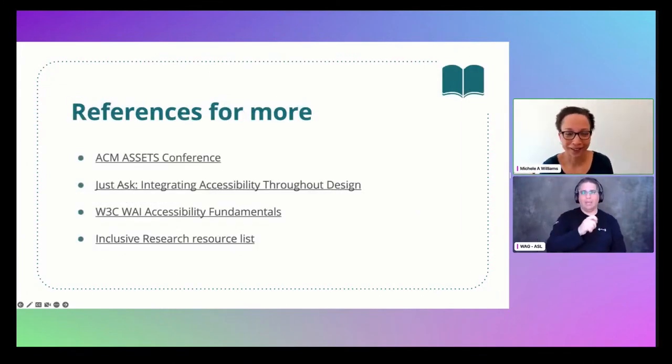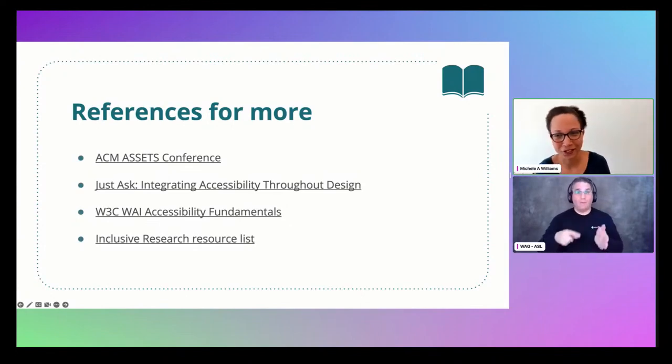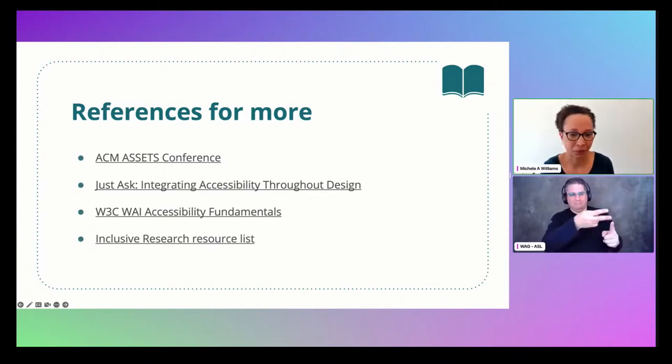As a researcher and as an accessibility specialist, I always love references for more. There's always more to learn. So I've linked a few here in my slides, which are available on the website. That includes the ACM Assets Conference, ACM being the Association for Computing Machinery. I kind of lived there when I was doing my doctorate, and that conference has a wealth of resources for people who have done research with disabled participants, a lot of reflection about doing research and about the field, particularly of late, a lot of great reflective research about the field. So I encourage you to check out that repository if you're able to.